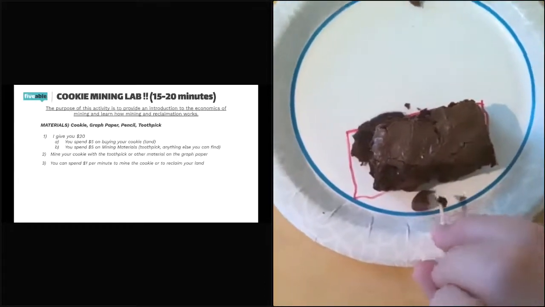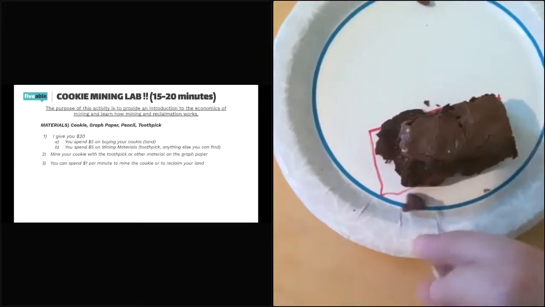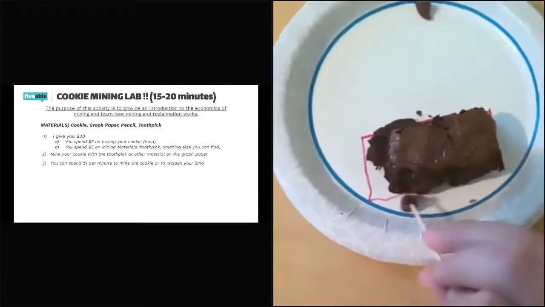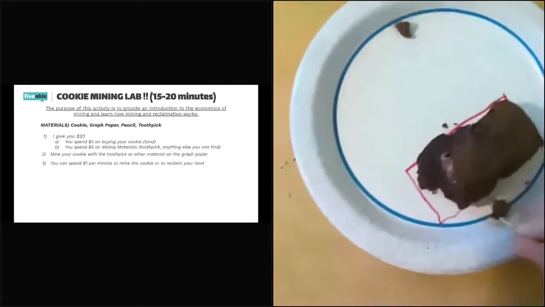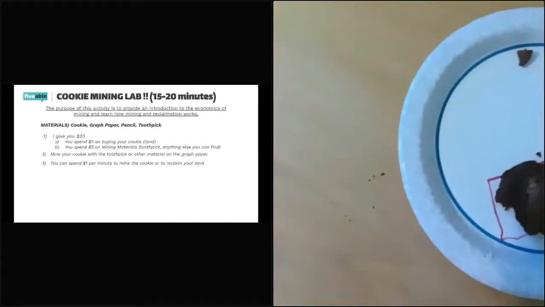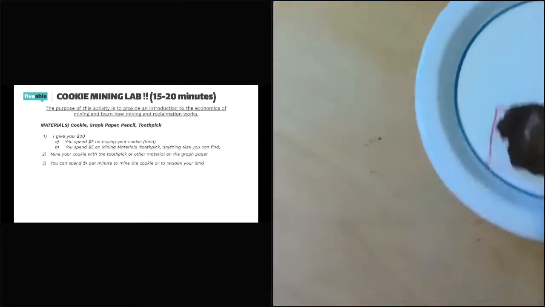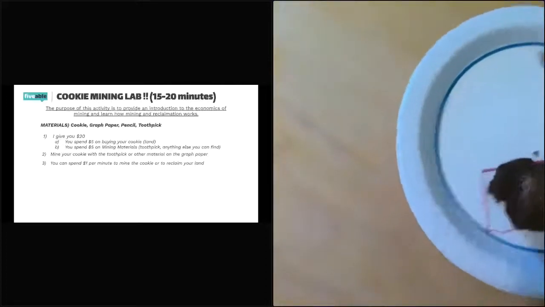So you're going to want to mine. I've approximated that this is going to take us 5 minutes, so you guys are going to have $5 left. Just take a few minutes, use your toothpick or whatever to mine it. This is not working like I thought it would. This is way harder than it was when I practiced.